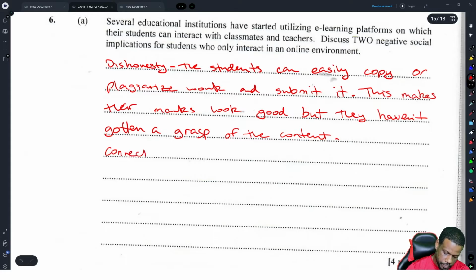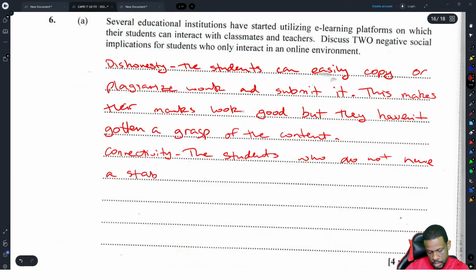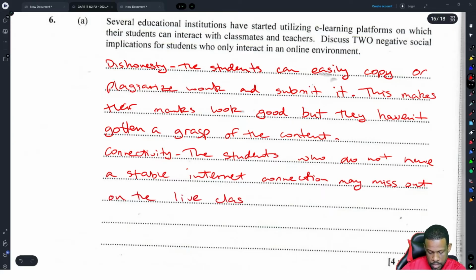Connectivity. There's like a Caribbean studies or a sociology answer or something. So the students who do not have a stable internet connection at home may miss out on the live classes because of network instability. I use a big word there. Instability. Yeah.